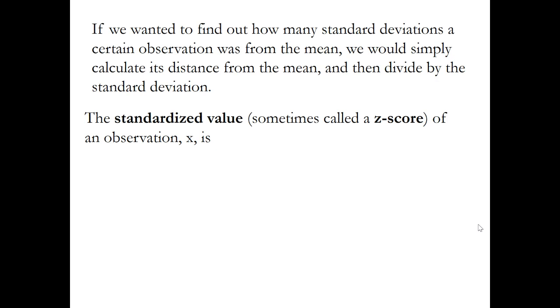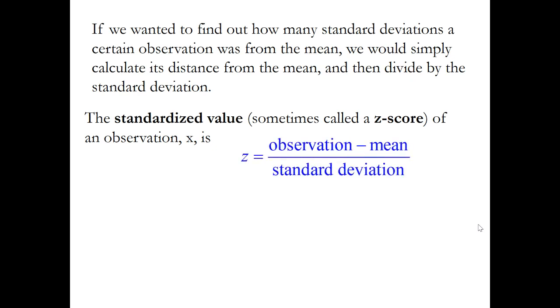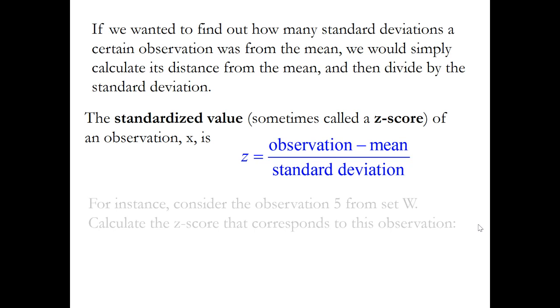So if I want to know how many standard deviations a calculation was from the mean, all we do is we find its distance from the mean and then divide by the standard deviation. Now, when we have a standardized value, this is called a z-score. And a z-score is when I take that observation, which we call x, I subtract the mean, and then I divide by the standard deviation. And doing that gives me a z-score.